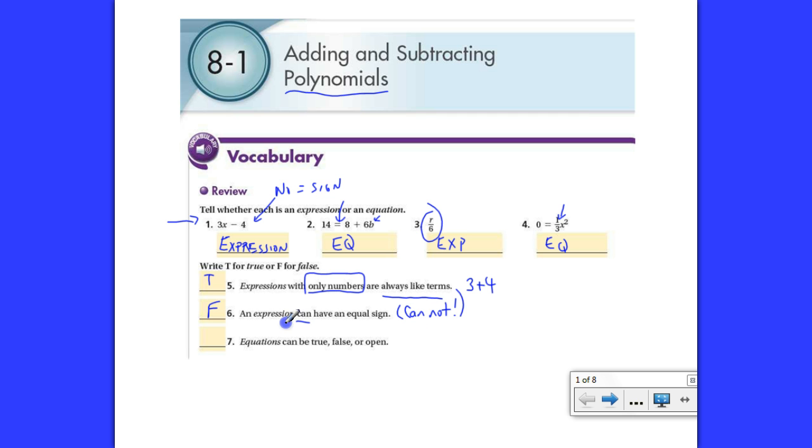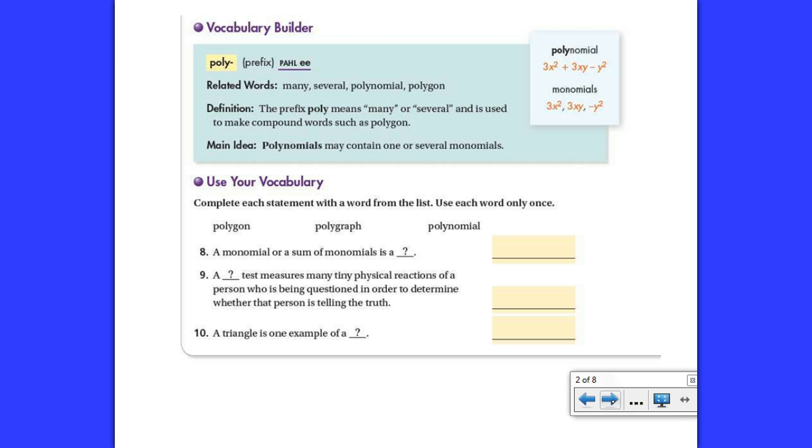All right, equations can be true, false, or open. Well, true means that you have a true solution. So that's what it means. It means there's a true solution. All right, false would mean there is no solution. And open means there's many solutions. It basically has a variable. So that's true. Equations can be true, false, or open. Okay, and again, we'll see examples of that as we get moving. It's pretty simple, really, when we get into that in more detail.